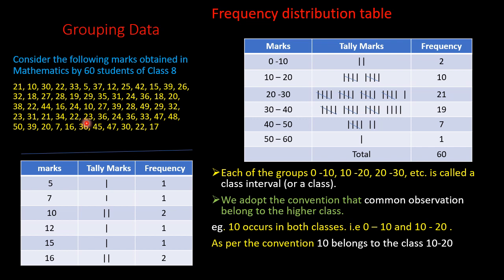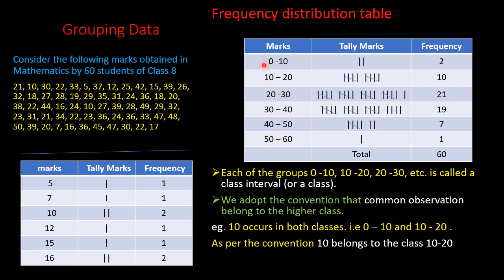Children, if we mark each observation separately and enter the tally marks, it will be very difficult work. So what we are doing is grouping the marks like 0 to 10, 10 to 20, 20 to 30, 30 to 40, 40 to 50 and 50 to 60. And here each group is called a class interval or a class.